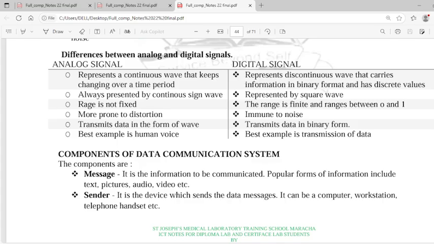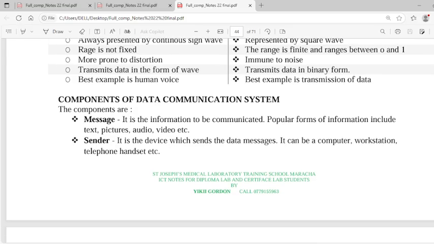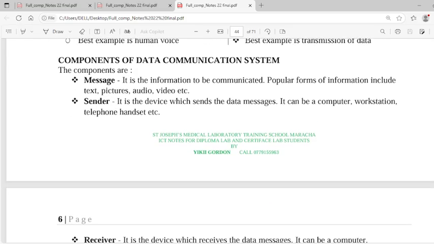Differences between analog and digital signals. For the interest of time, I think the differences are just straightforward. You can just get time and go over it. Let's go to the components of the data communication system.